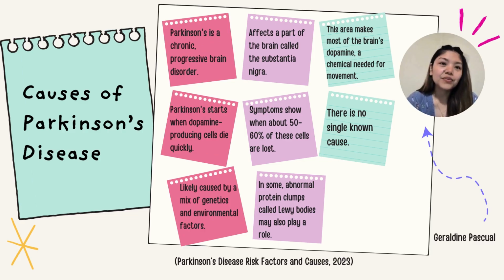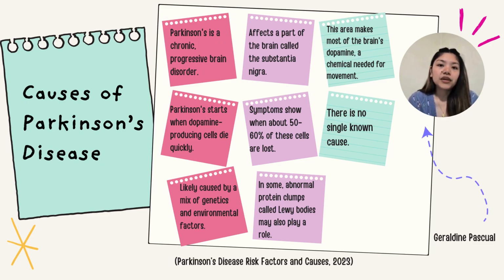So, hi everyone, I will be sharing about the causes and risk factors of Parkinson's disease. Parkinson's is a slow, long-term disease that affects movement. It begins when a part of the brain called the substantia nigra starts losing its dopamine-making cells. Dopamine is the chemical that helps the body to move smoothly.